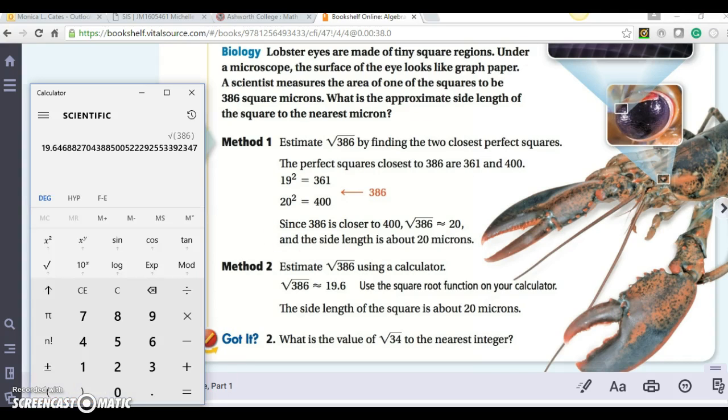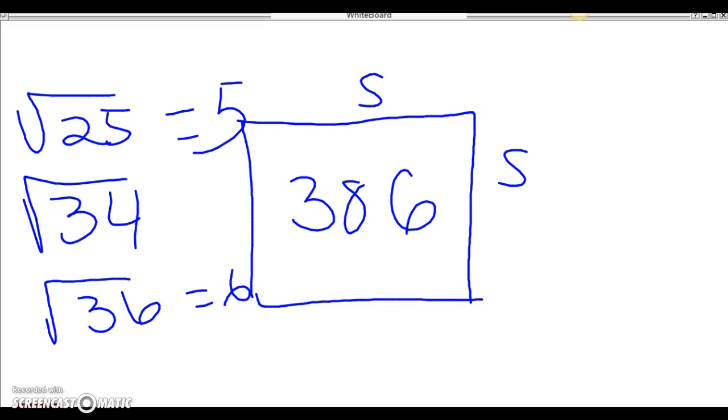So I can actually put it in my calculator, and I get 5.8. So that is really close. So this is about 5.8.